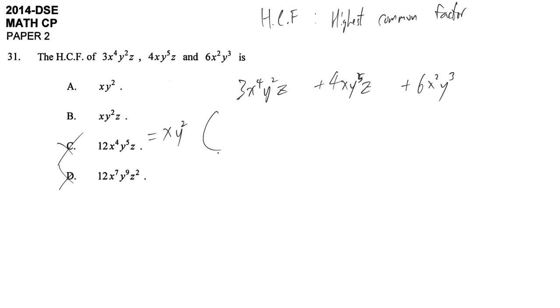And then after that, we'll use a bracket to write down what is left. So we'll write down 3x power 3, c. This is 4y power 3, c. And this is 6x y power 1.